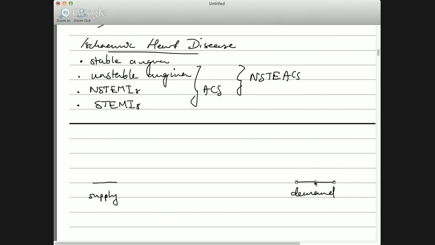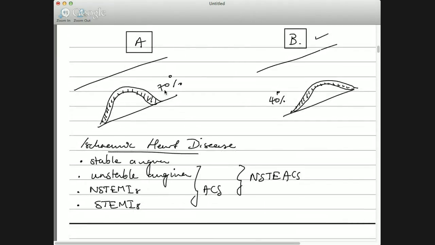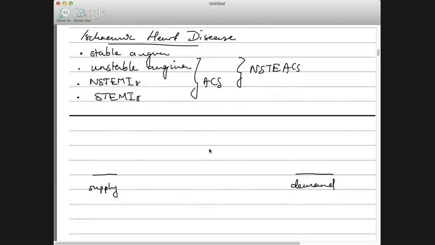And let's give this person pathology A, yeah? So they've got a chronic plaque. Their plaque's been there for a while, and they're symptomatic. So they start to get symptomatic here, as in when they start exercising. At rest, their supply will meet their demand. No dramas. Now, suppose they start exercising.